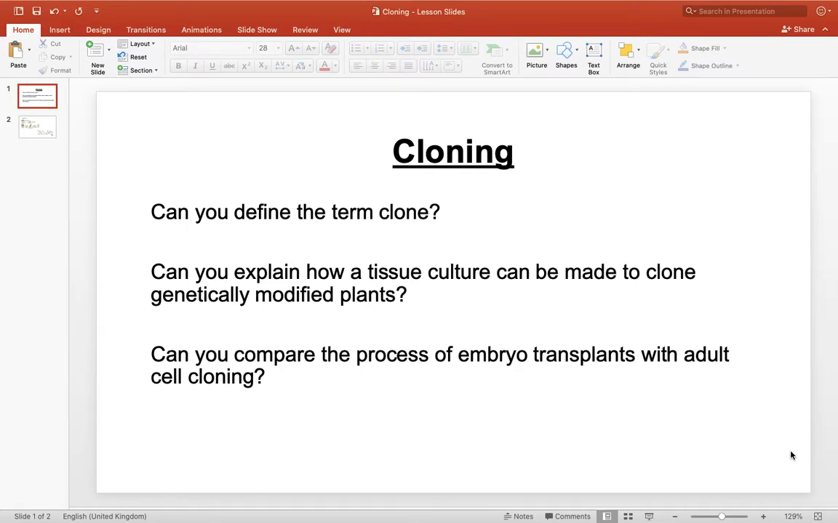In last lesson we looked at genetic engineering, and today we're going to be looking at cloning. So in your book you need to put the title cloning. By the end of this lesson you should be able to define the term clone.